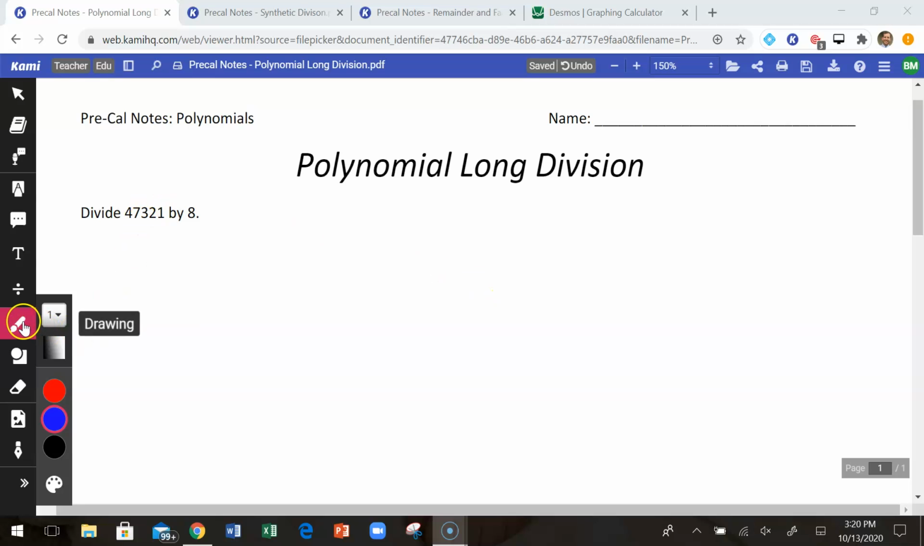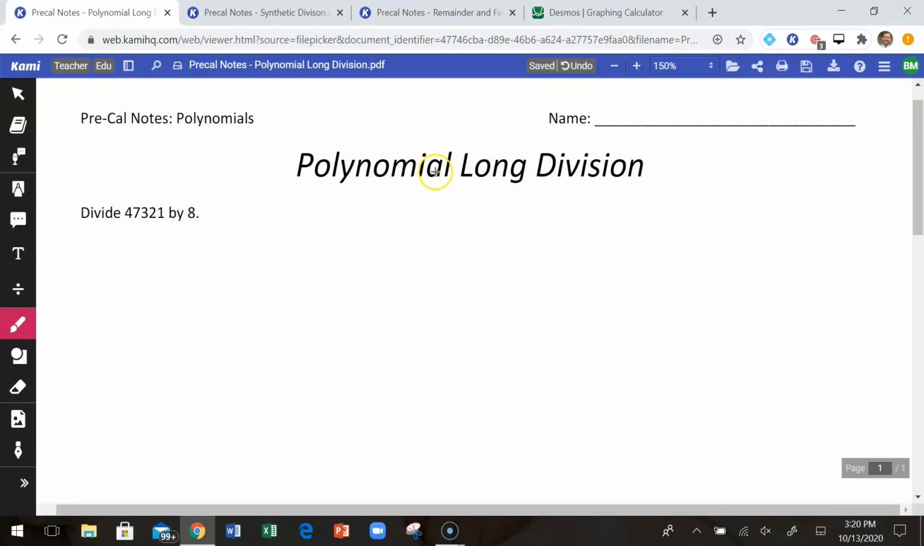Alright, in this video we are going to talk about dividing polynomials, and we're going to do so using long division. So to start out, I'm going to remind you of how long division works just with numbers, and then we'll look at it in terms of polynomials.